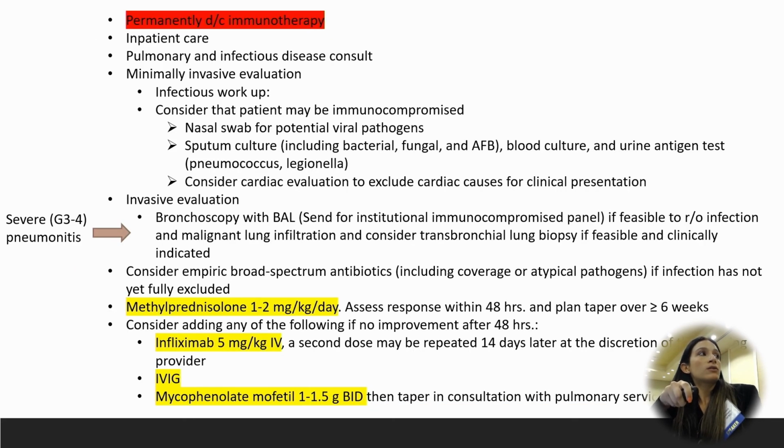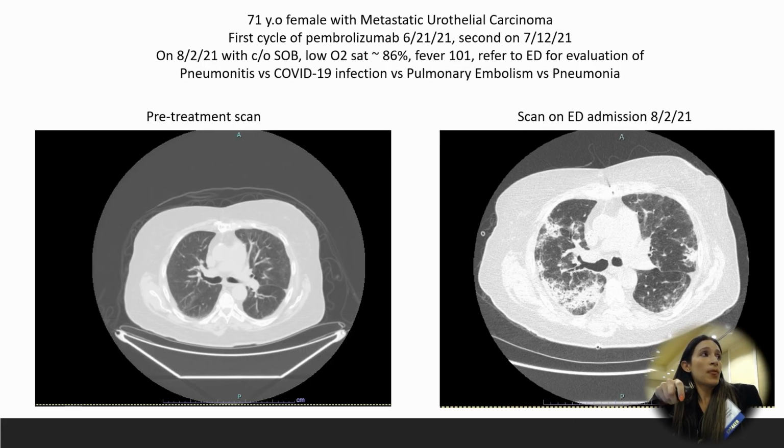What happens in grade 3? We have to permanently discontinue because the patient can be extremely, extremely sick and end up intubated and the whole thing. We're going to do really high-dose steroids in IV form, and then we can also consider adding one of these. So here we have a 71-year-old female with metastatic urothelial carcinoma.